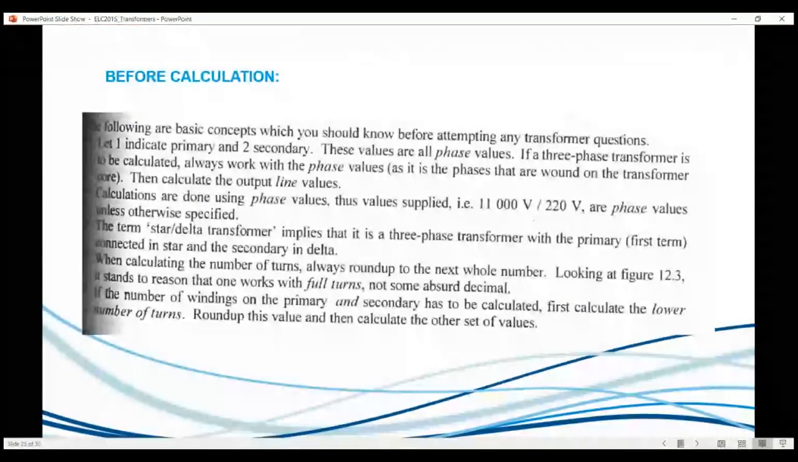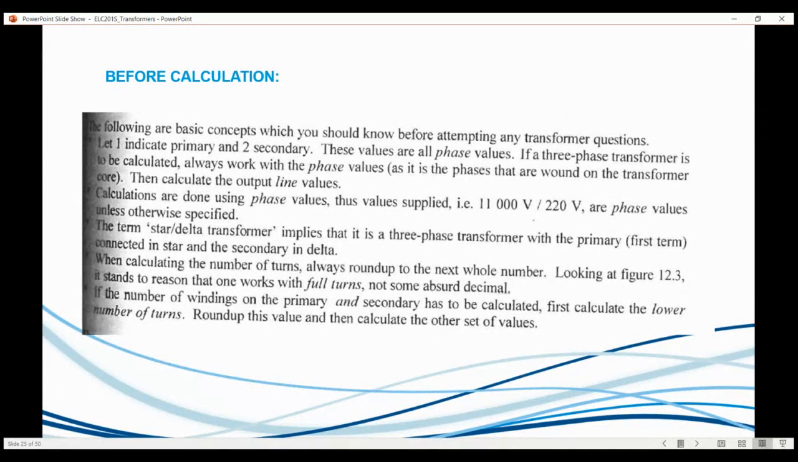So before we start the calculations in an example, there are some important points the textbook mentions. The first one is that one indicates primary and two equals secondary. They say all values are phase values. So that's very important. The values given in transformer questions are deemed phase values in this case.